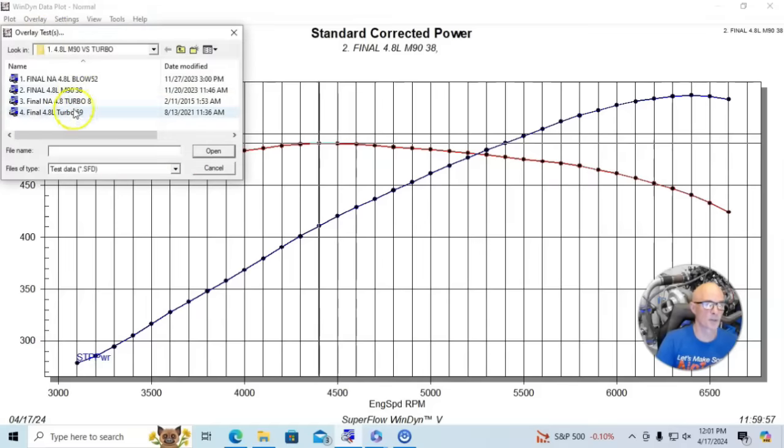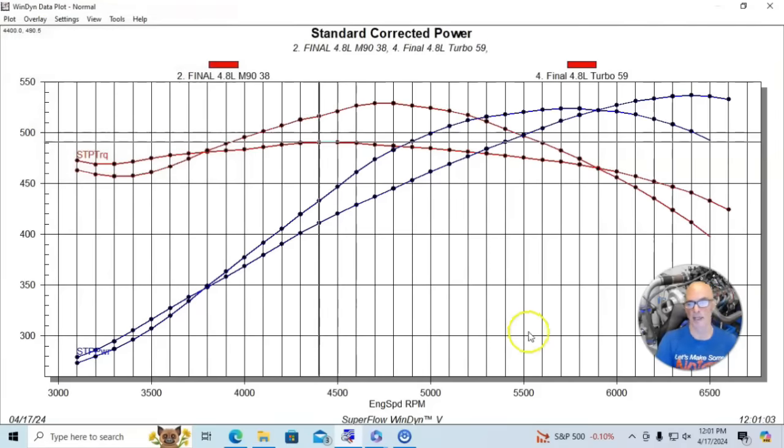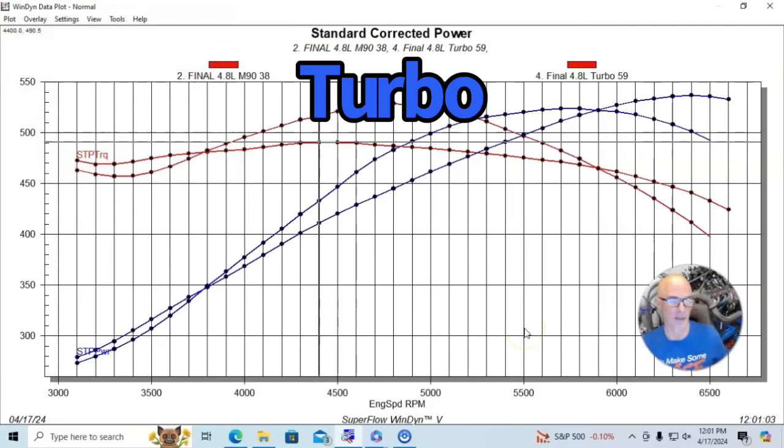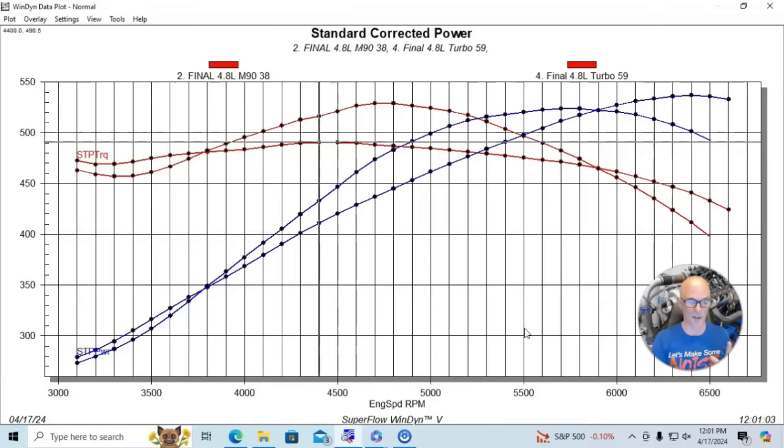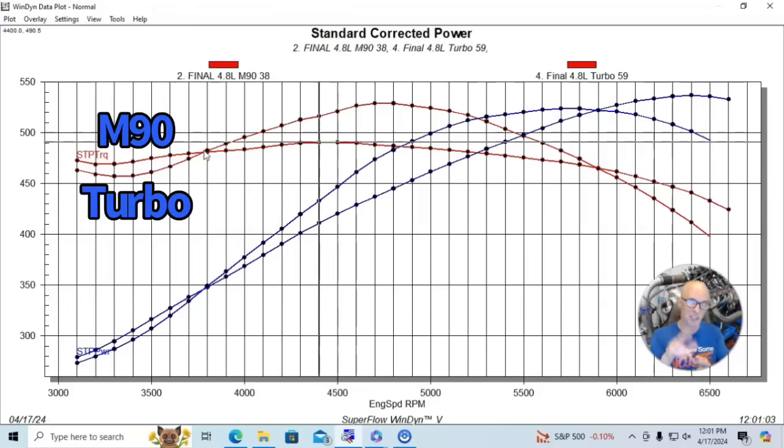And here is what the turbo combination looked like. And you can see that the turbo combination, a couple of things. First of all, let's start off down low. If we look down low, the supercharged combination made more power than the turbo combination. And this is interesting for two reasons.